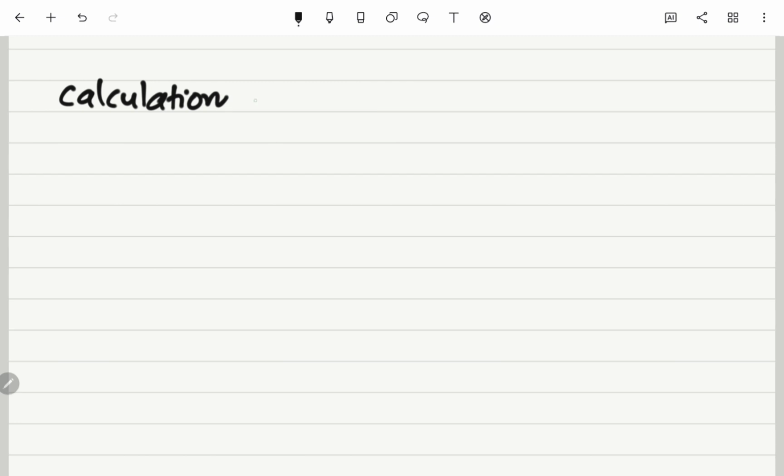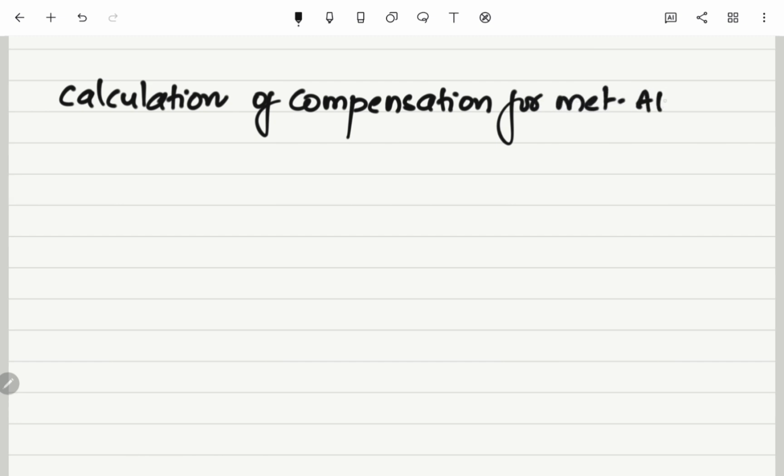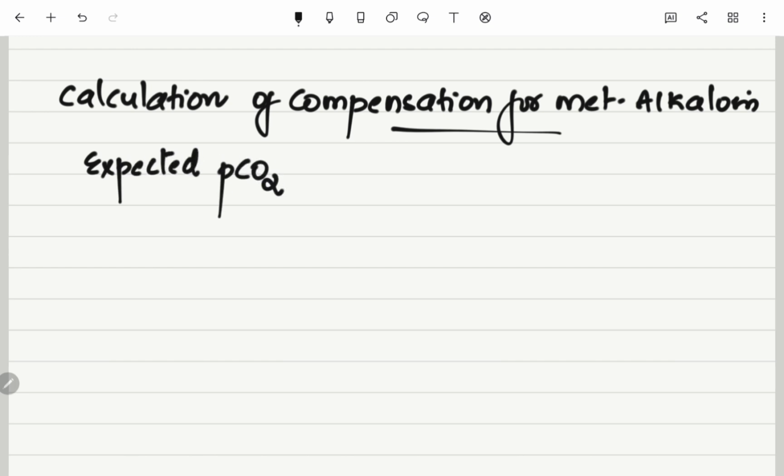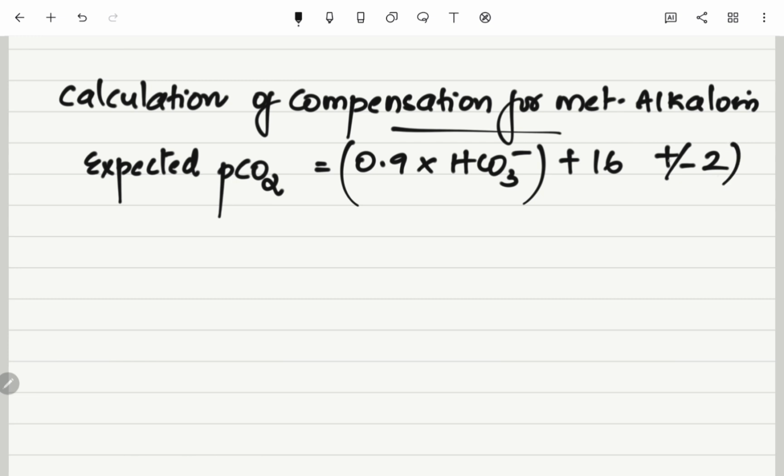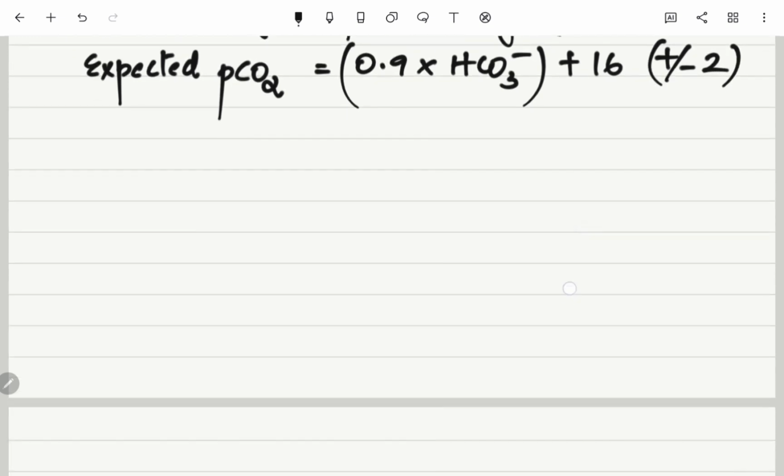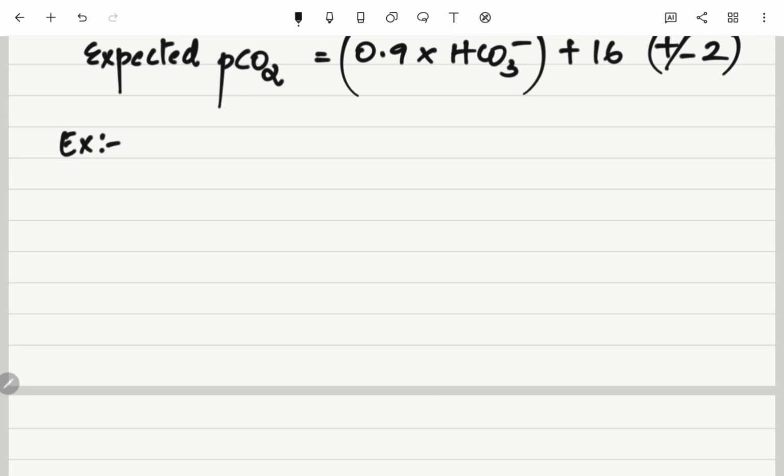Now moving on to the calculation of compensation in metabolic alkalosis. We follow a formula for the calculation: expected PCO2 equals 0.9 times HCO3 plus 16, plus or minus 2. So this is the expected PCO2 calculation in metabolic alkalosis. Now we will discuss some ABG data.